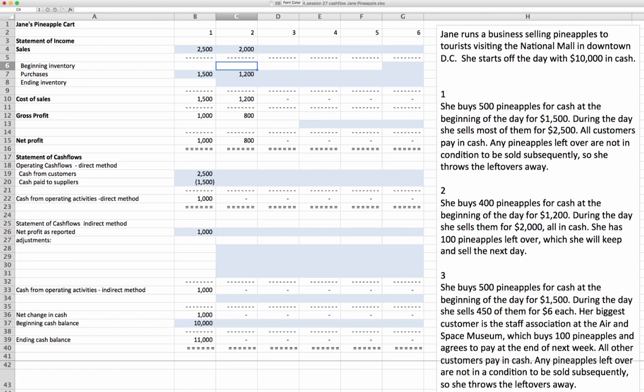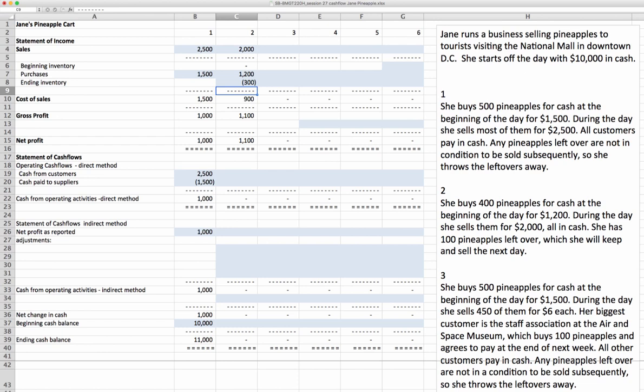Well, beginning inventory is 0. She started off the day with nothing. But ending inventory is how much? Well, $1,200 for 400 pineapples, so that's $3 each. She had 100 left over, so it must be that ending inventory is $300. If we subtract ending inventory of $300, we can see cost of sales is $900, and so the sales of $2,000 less the cost of sales of $900 gives us a gross profit of $1,100, and there are no other expenses, so net profit is $1,100.